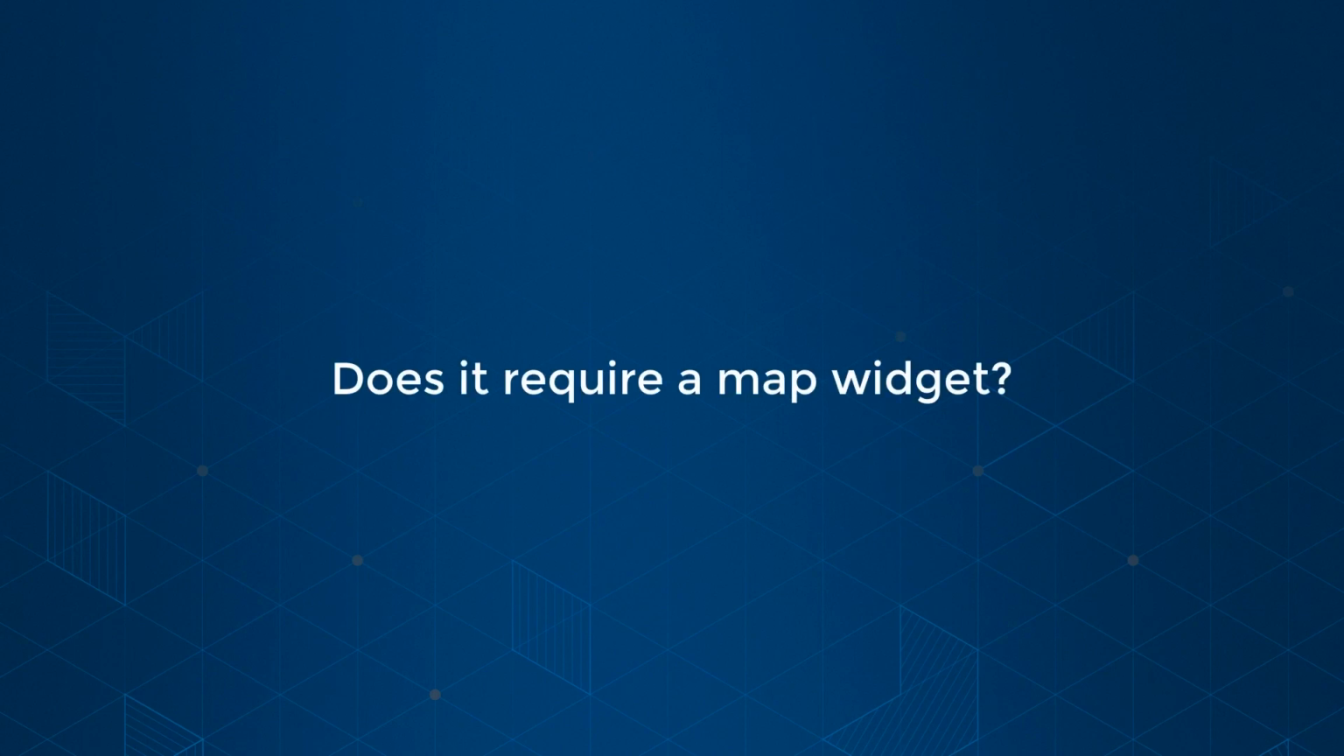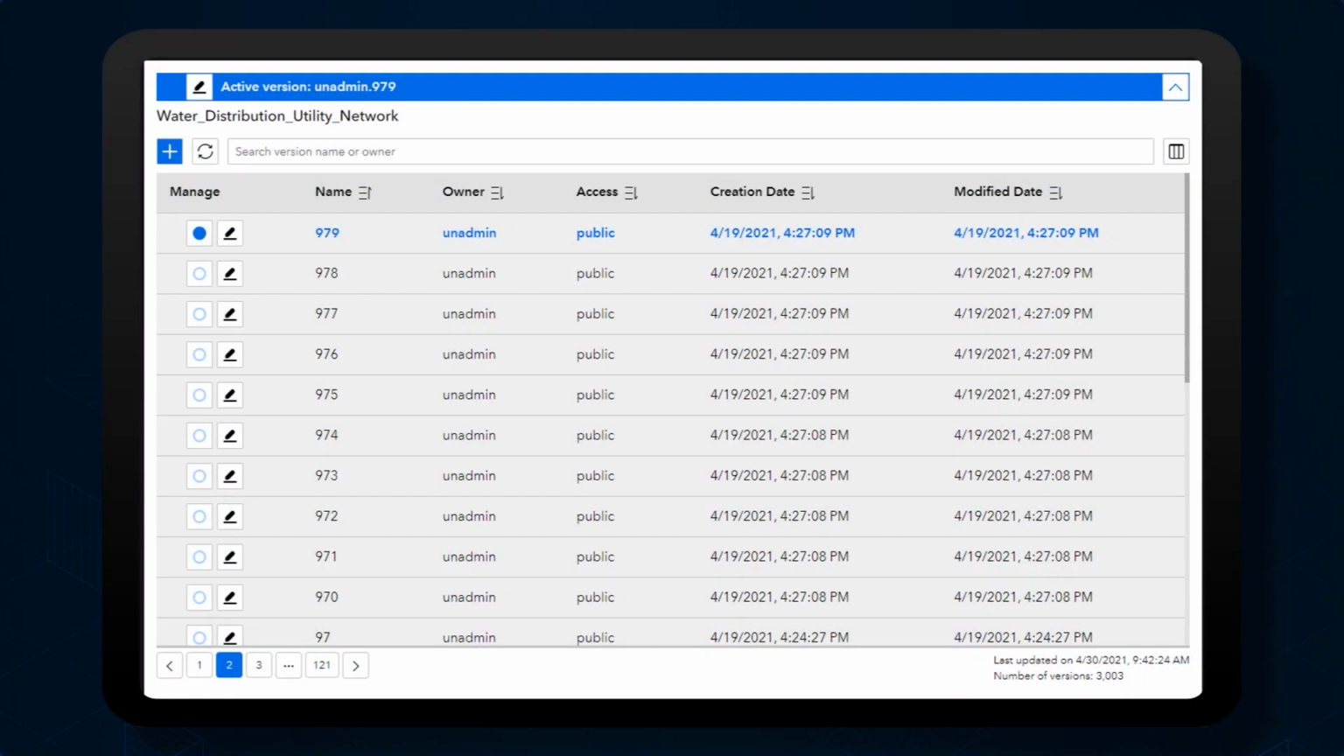So here's a good question. Do I need a map in my application to use the branch version management widget? No, you don't need a map. See here, I've configured this application to use only the branch version management widget, since the only purpose of this app is to manage versions rather than visualize data.